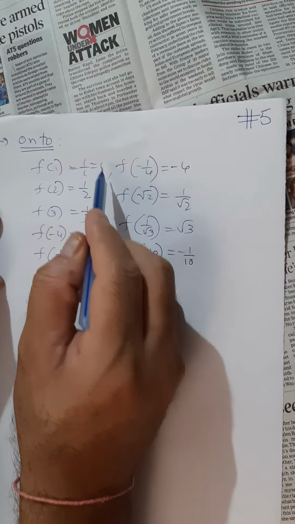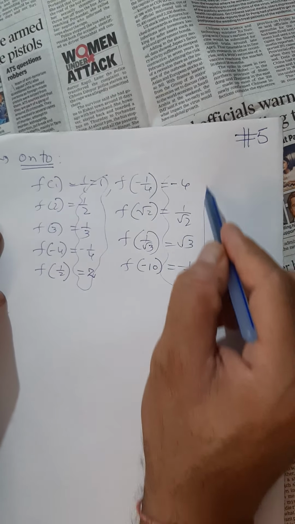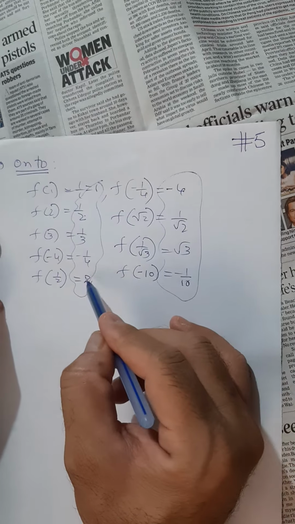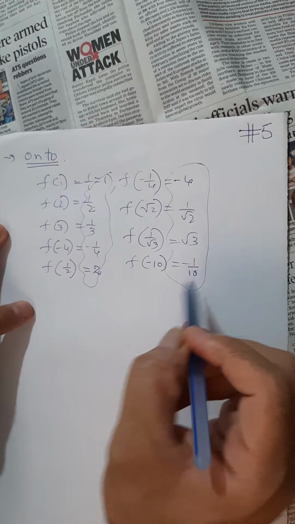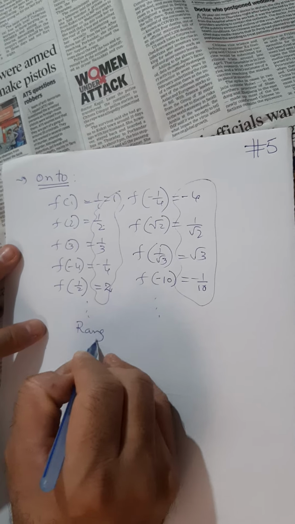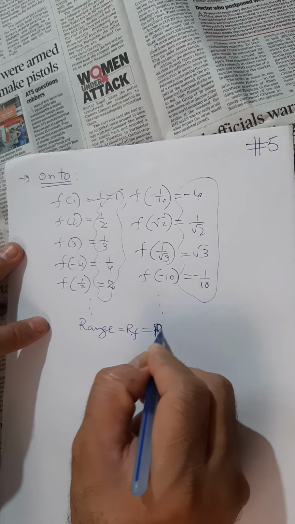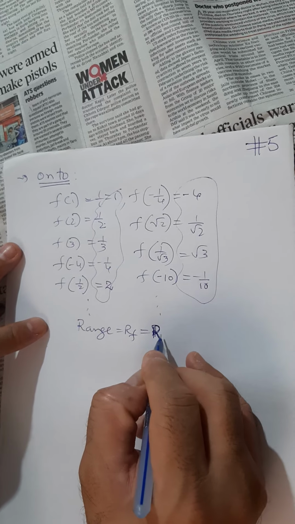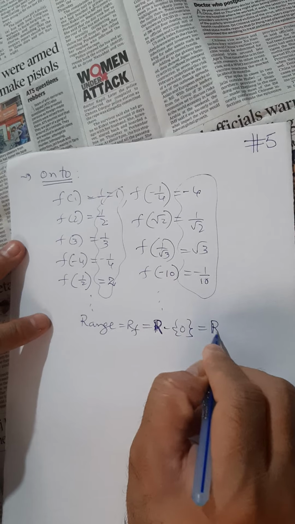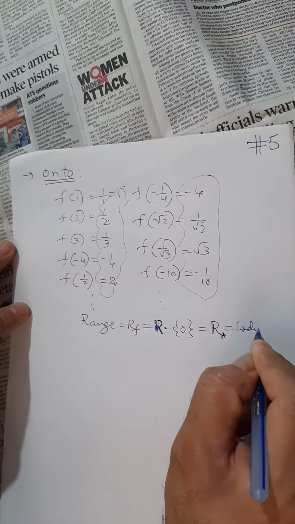So you can see that in the range you are getting all numbers, all real numbers in fact: negative numbers, positive numbers, integers, irrationals. So you can predict from this that the range R_f equals all real numbers, and you have not chosen 0. All real numbers other than 0, which is as per the notation given here R star, which is the same as the codomain.